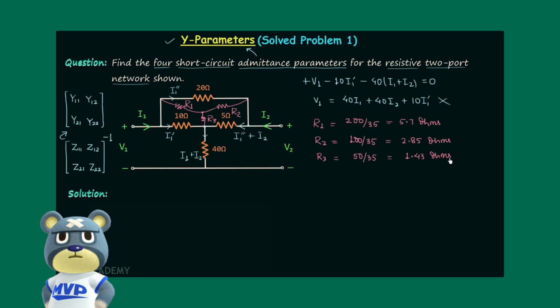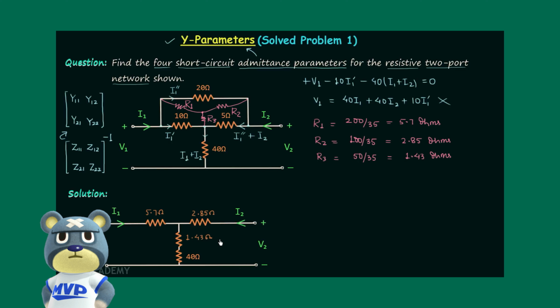R3 will be equal to 10 multiplied by 5, which is 50, divided by 35, and it is equal to 1.43 ohms. Now when we reconstruct our network, we will replace this connection by this connection, and this resistor is R1, hence its value will be 5.7 ohms. This resistor is R2, therefore its value is 2.85 ohms, and this one here is R3, hence its value is 1.43 ohms.